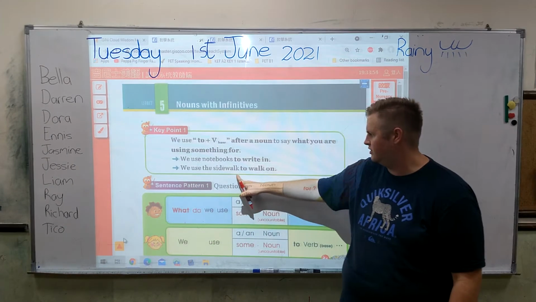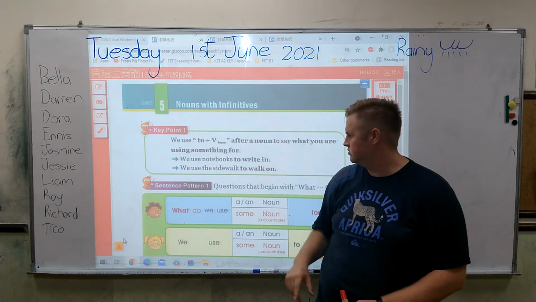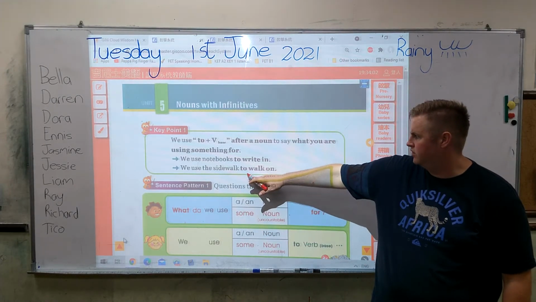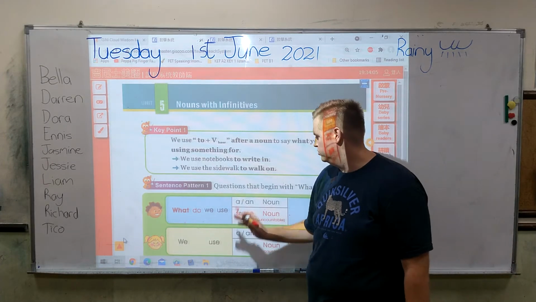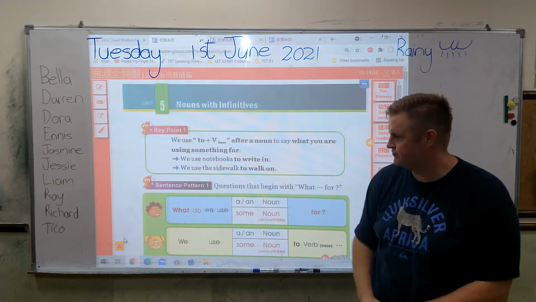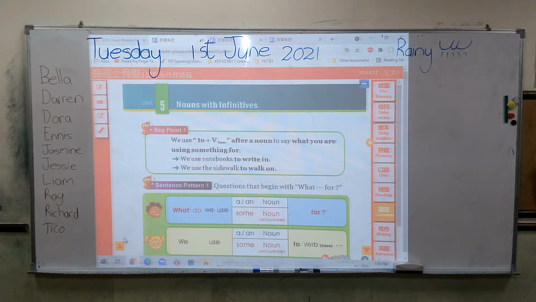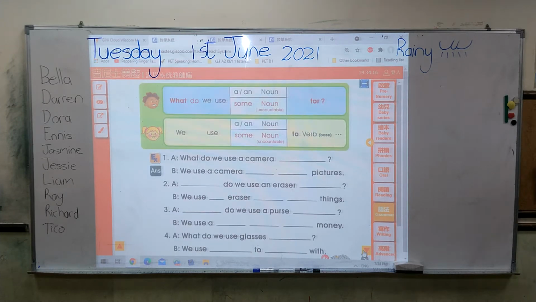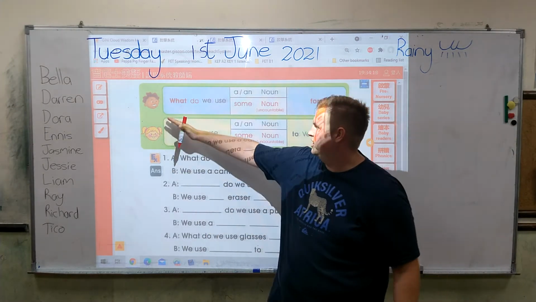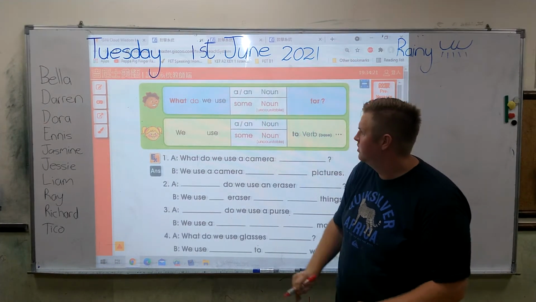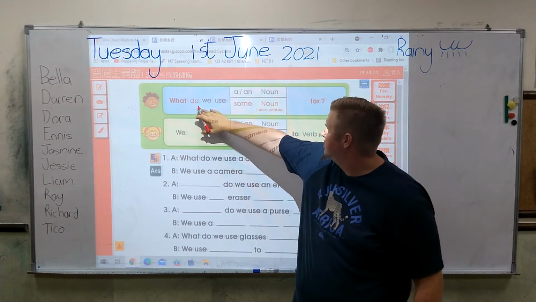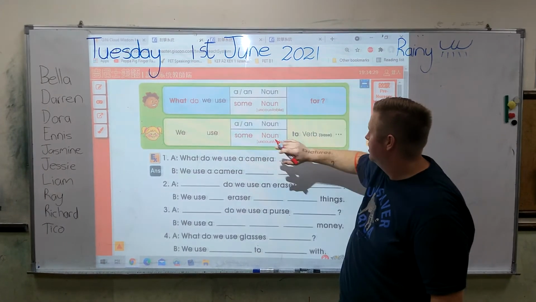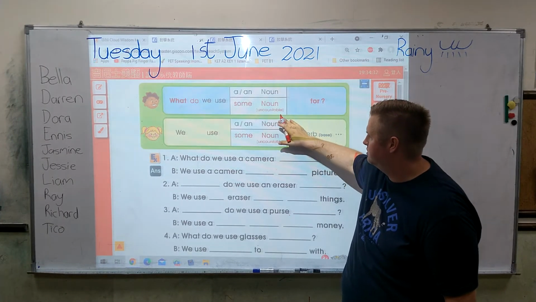We use a sidewalk to walk on. So, again, the noun is the sidewalk, and the verb is walking, to walk on. So here we have our sentence patterns. So we use a plus an for a noun, and then some for uncountable nouns.